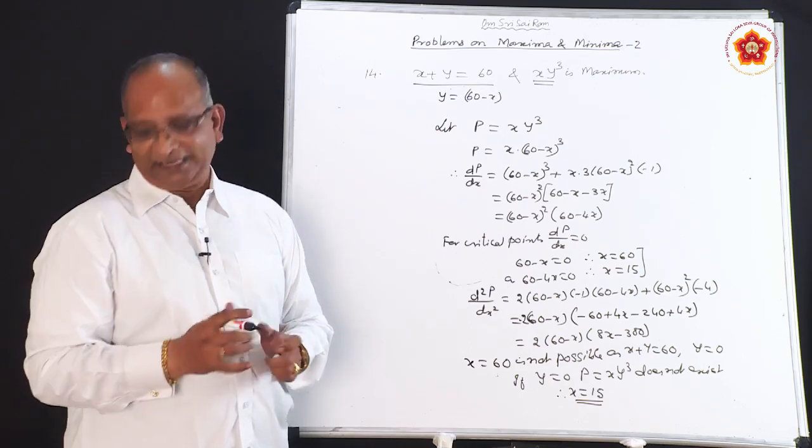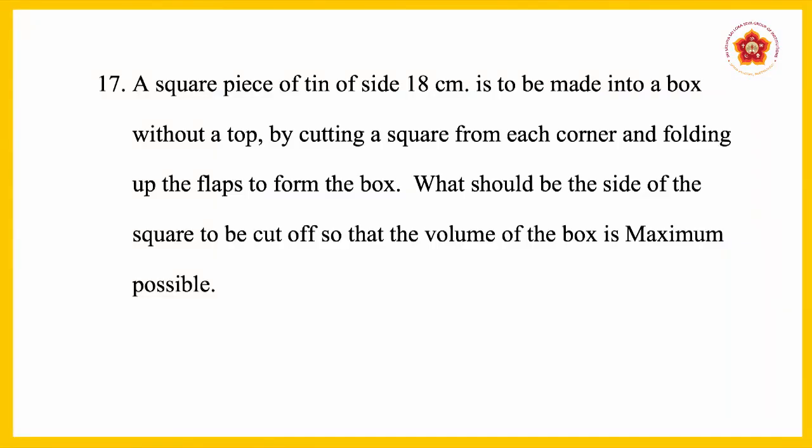Let us move on to the next problem. We are moving on to one practical problem. He says a square piece of tin of side 18 centimeter is to be made into a box without a top by cutting a square from each corner and folding up the flaps to form a box. What should be the side of square to be cut off so that the volume of the box is maximum possible?